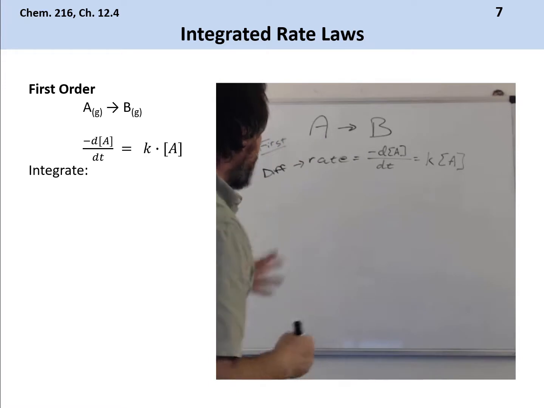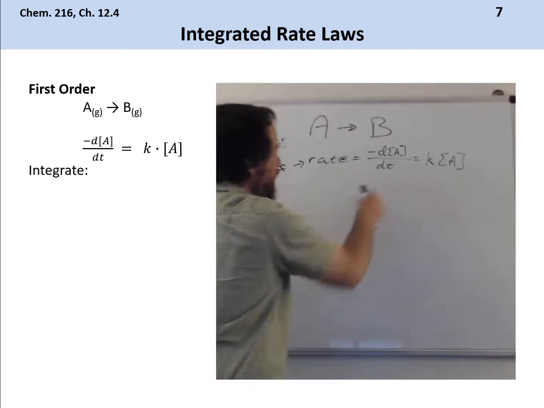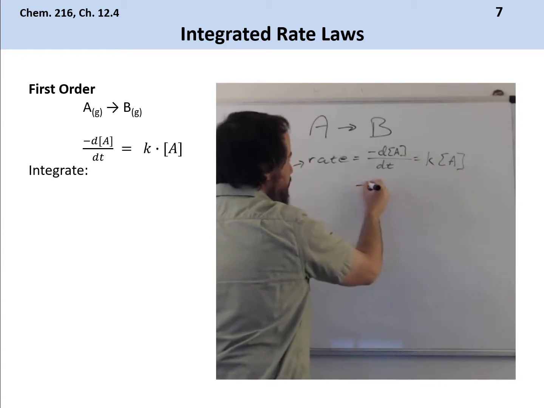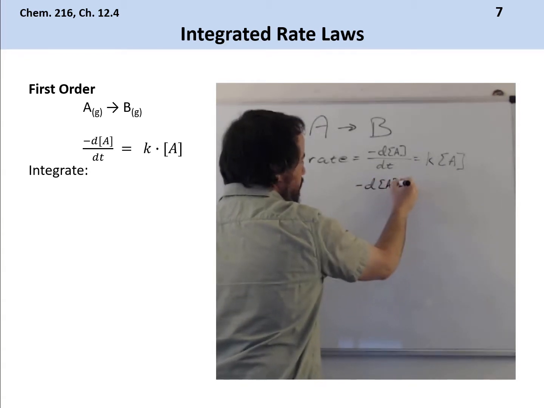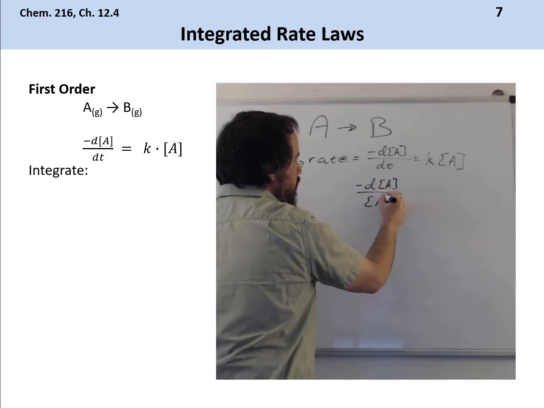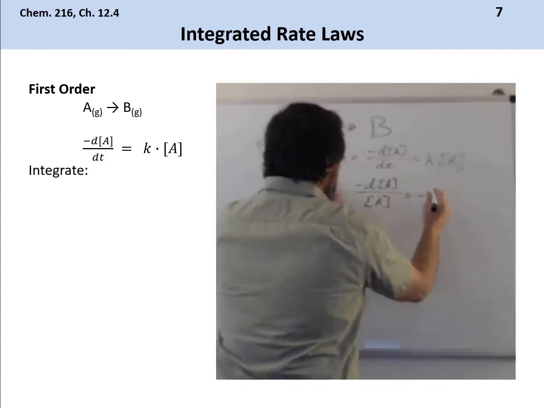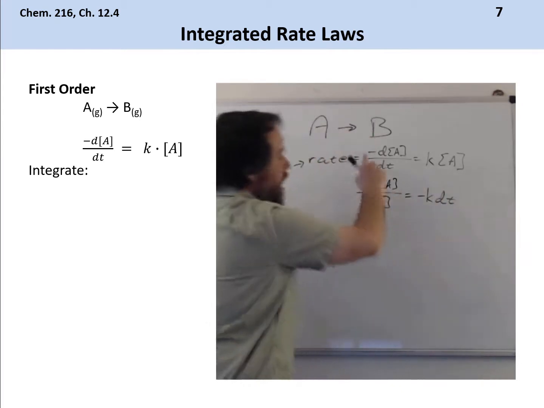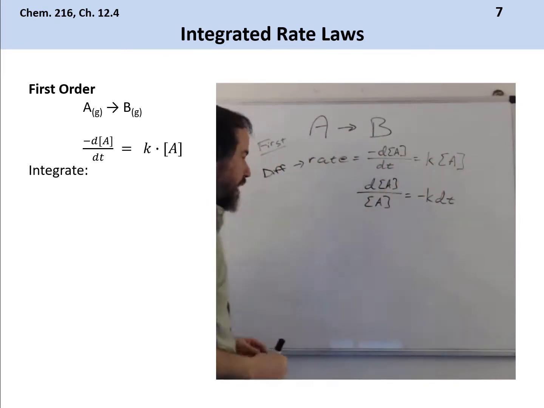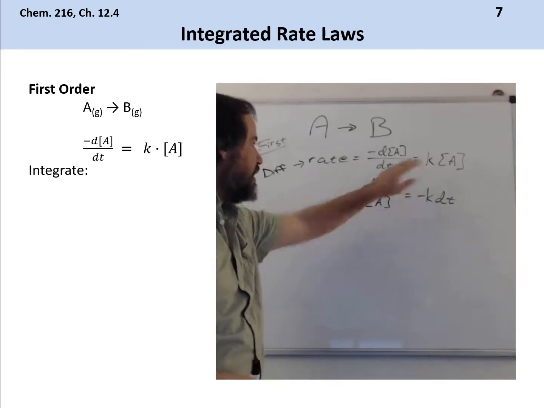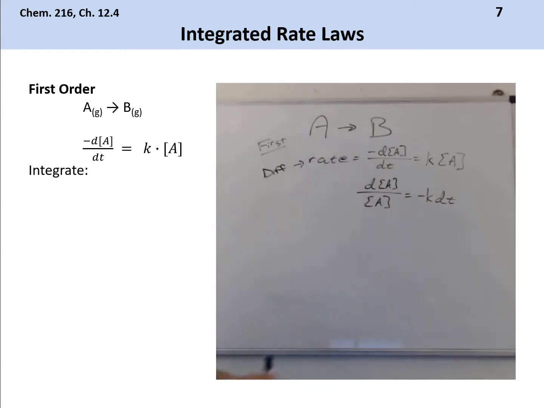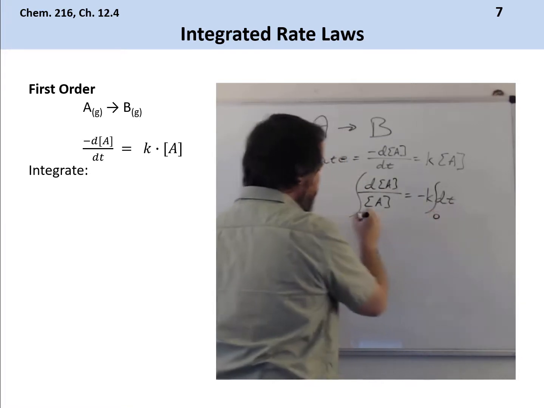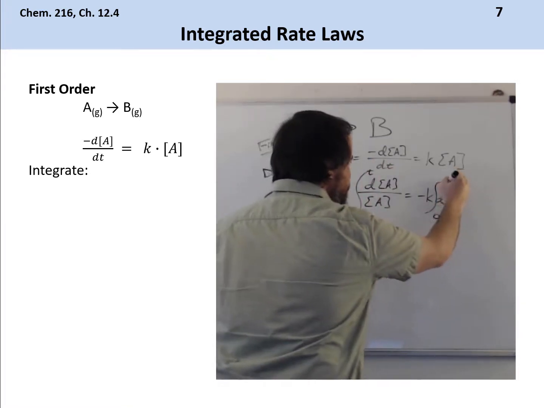Okay, so I'm going to rearrange this. I need to have all my like terms on the same side. So I'm going to divide by A. I'm going to move this negative sign over there. I can just do that, right? I'm basically just multiplying both sides by -1. That'll get rid of this one, make this negative. Okay, now I'm going to integrate this from 0 to time t.